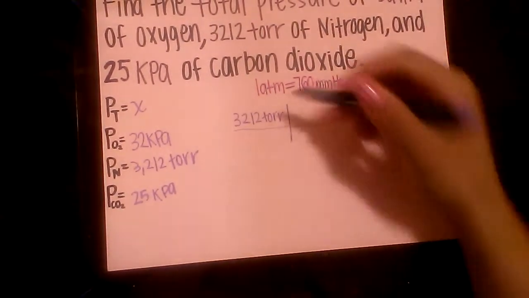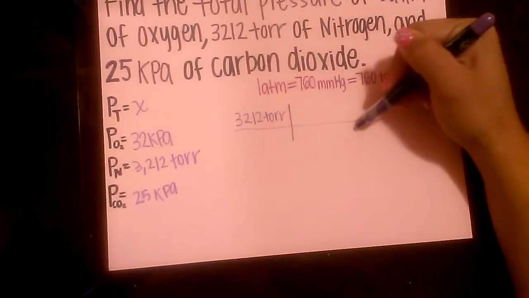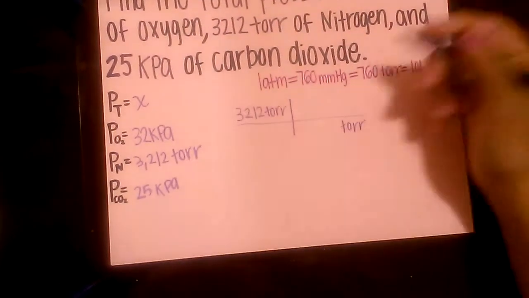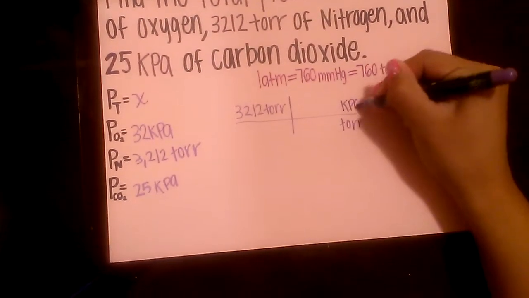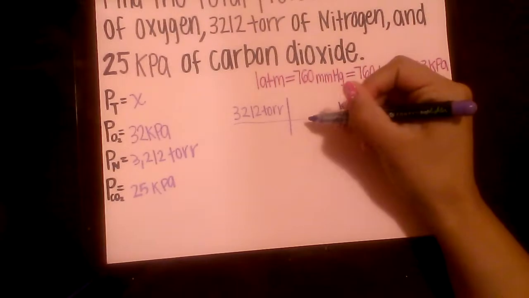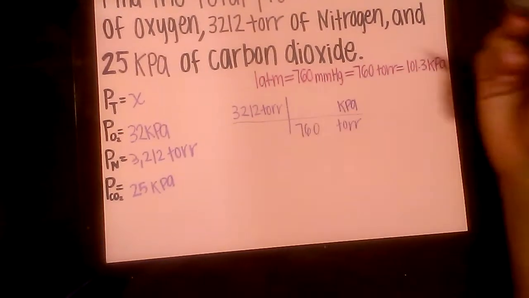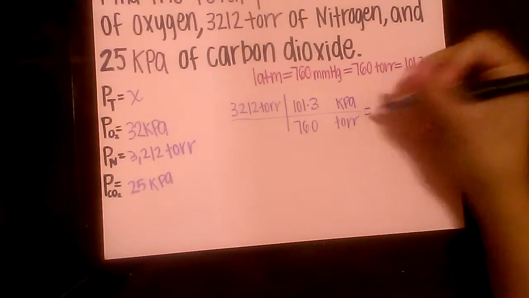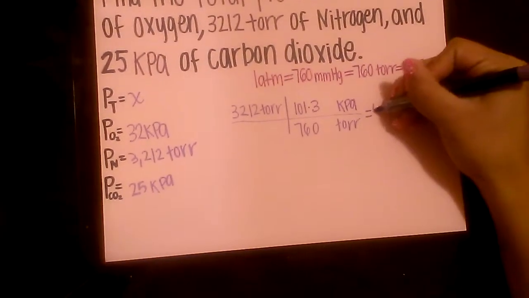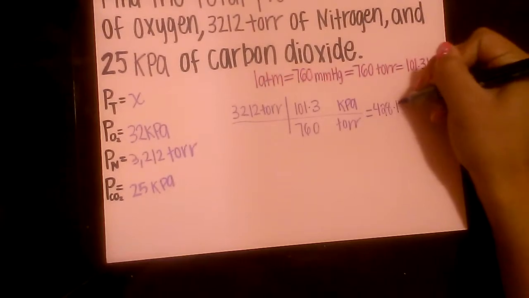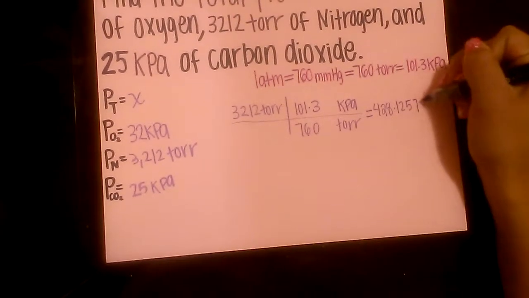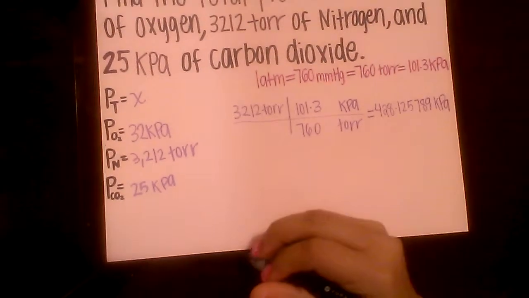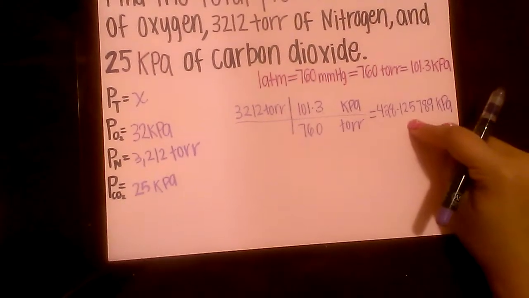And as we convert, what goes on top goes on the bottom, right? And we're trying to get to kPa. So for every 760 torr, we get 101.3 kPa. Multiplying and dividing, you're going to get 428.125789 kPa. So then we're going to round that off.